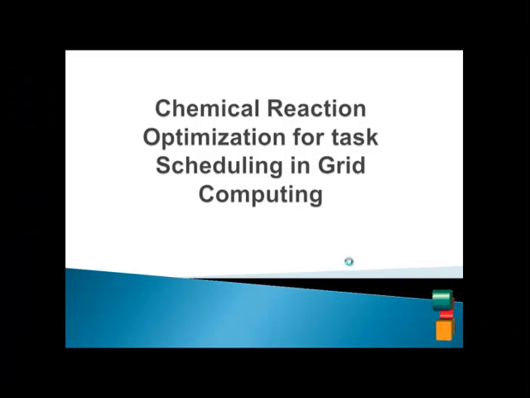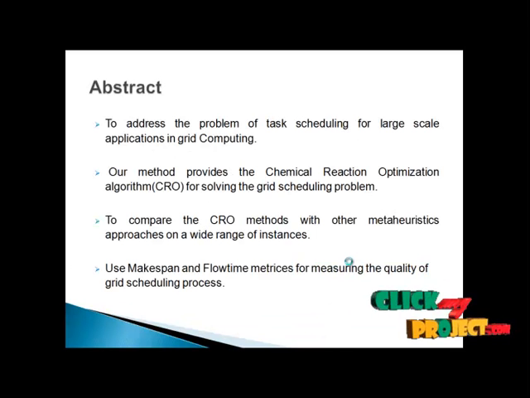We are going to see the chemical reaction optimization for task scheduling in grid environment. Actually, the problem in most grid computing resources is the scheduling process. When we create the process and allocate the jobs to the grid nodes, there is a problem of task allocation and scheduling. So in order to address the problem of task scheduling in the large grid environment, we proposed a method called the chemical reaction optimization algorithm for solving the grid scheduling problem.